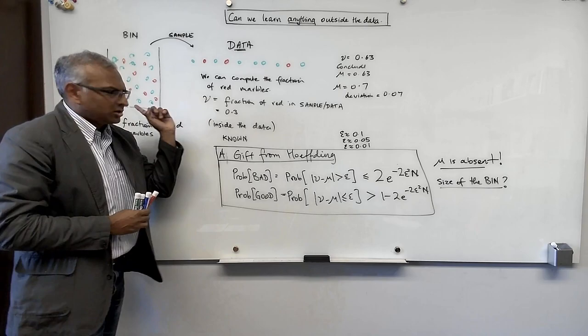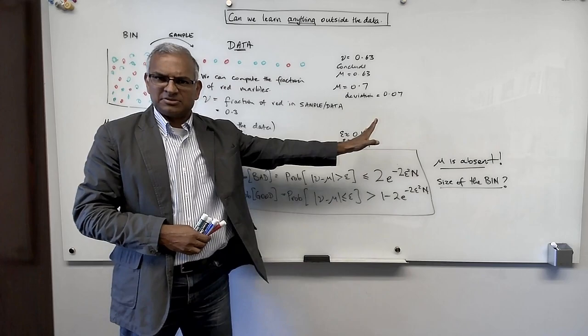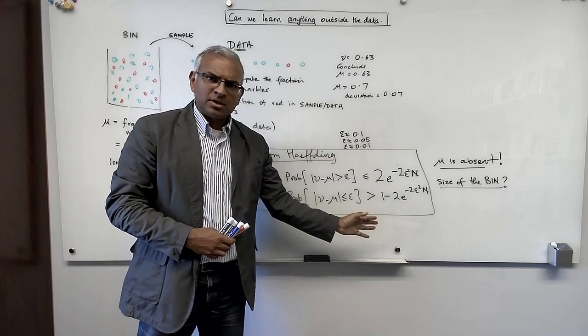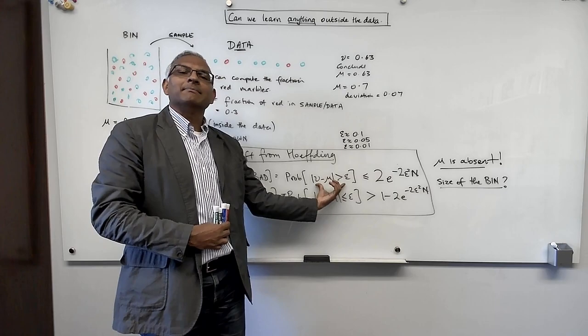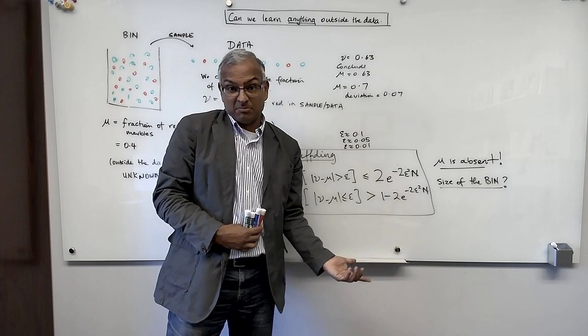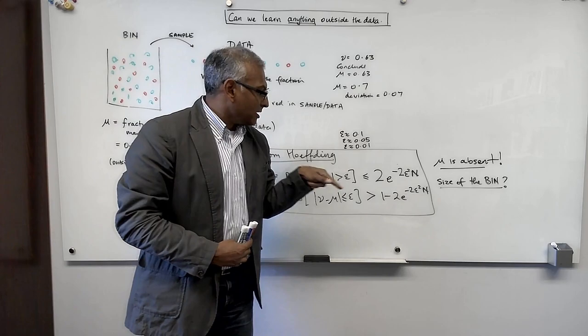What matters is not the size of the bin, but the size of the sample. And that's the only size that comes in here. That's very crucial. So I'm just pointing out some properties of this bound. In fact, the fact that the unknown population fraction, mu, is not part of the bound, even though it's part of defining what makes a situation bad or good, that's a miracle. The size of the bin is not in the bound, but what is in the bound is the sample size and the tolerance you get to pick. So let's look at some examples.